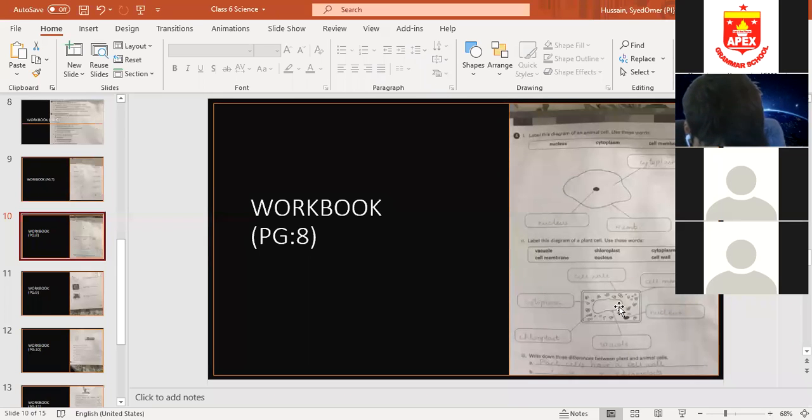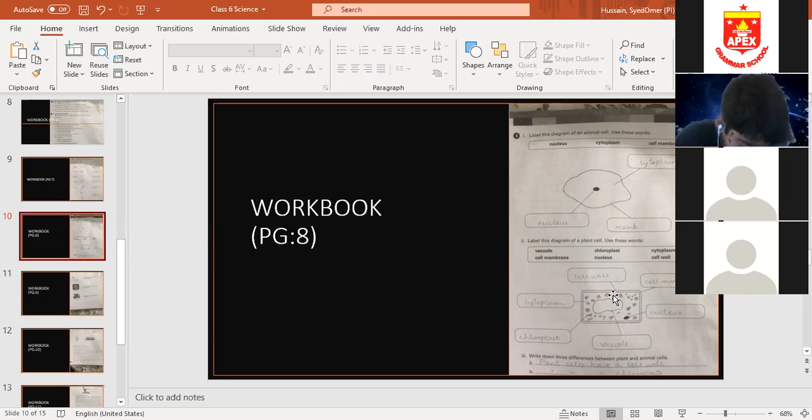Label it yourself, quickly. You know there is a nucleus in the center. The large, bigger one is the vacuole, and then the surrounding wall is the cell wall, the outer wall. We have also shown you slides. Yes, you can do it. Okay, have you done? Yes.